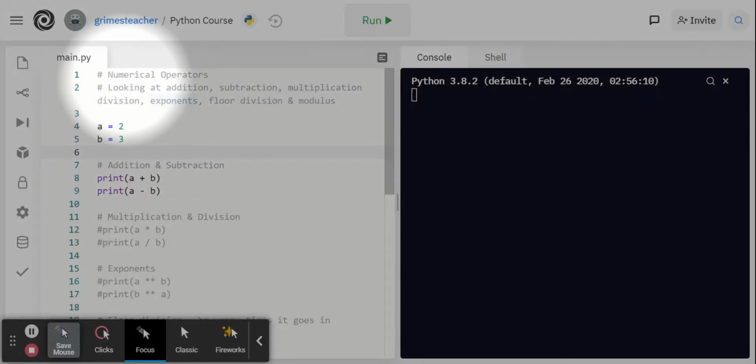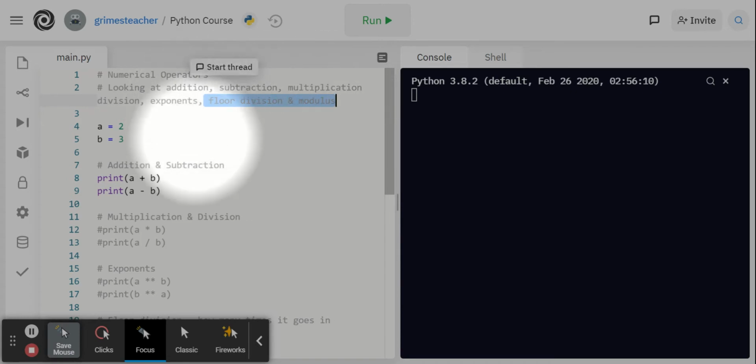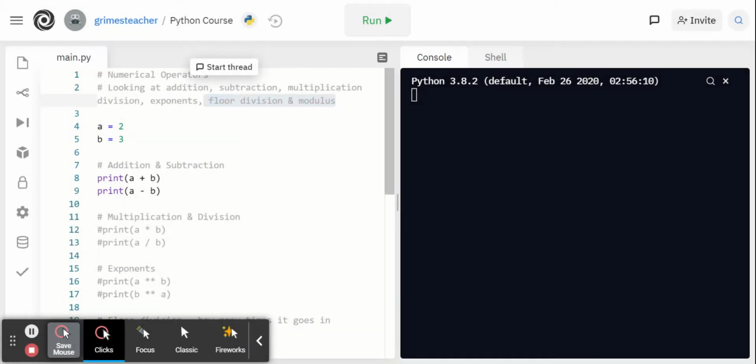Right, taking a look at numerical operators. That means your addition, your subtraction, your multiplication, your division, your exponents. That means the powers or exponents or indices, floor division, and modulus. You may not have seen floor division and modulus before, but we'll take a look at it now.